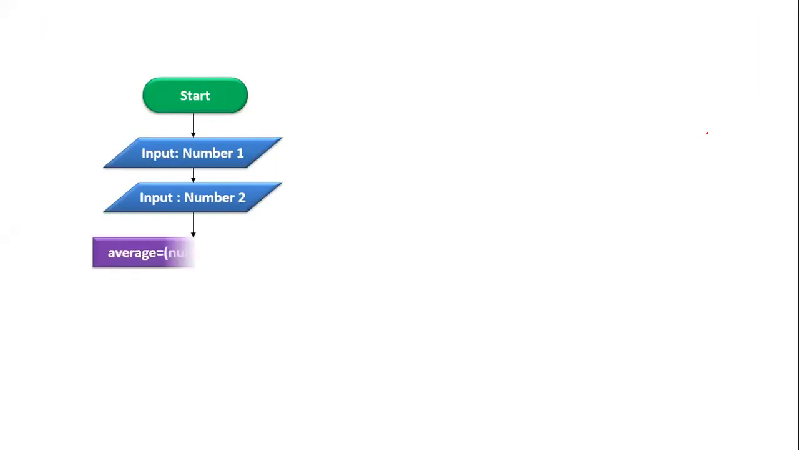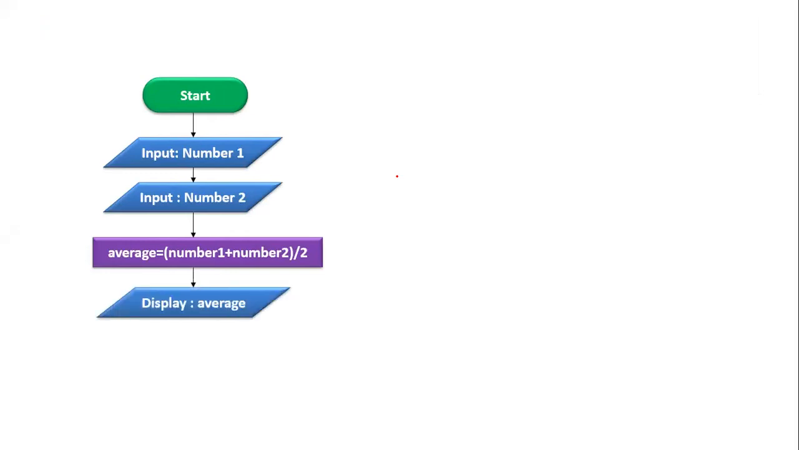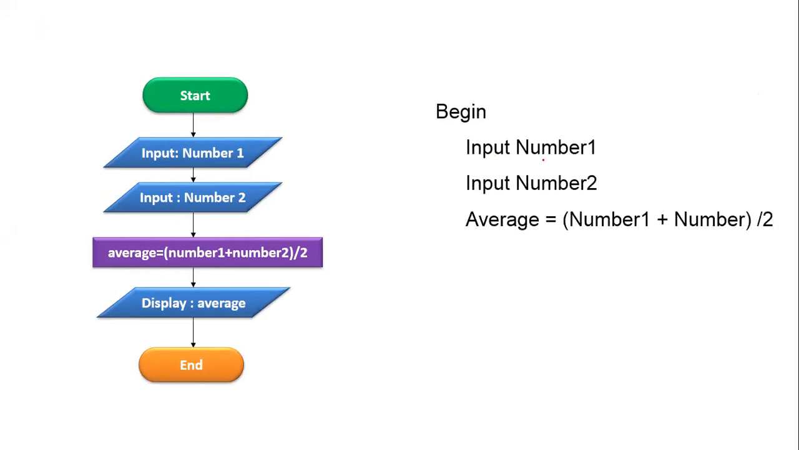I'm not going to explain deeply. Input number 1, input number 2, and then take the total and divide by 2, then we can output the average. You can print or you can display, both are correct. So this is the flowchart. This is the pseudocode. Begin, input number 1, input number 2, and then calculate the average and output the average. And that is it.